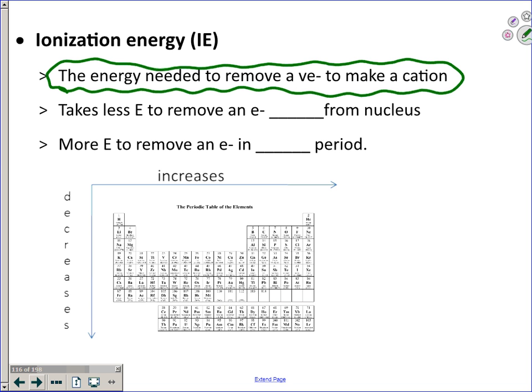Ionization energy. Energy needed to make an ion. So that's why it should kind of make sense with the name of it. Energy needed to make an ion. It's not just any ion though. It's the cation version.